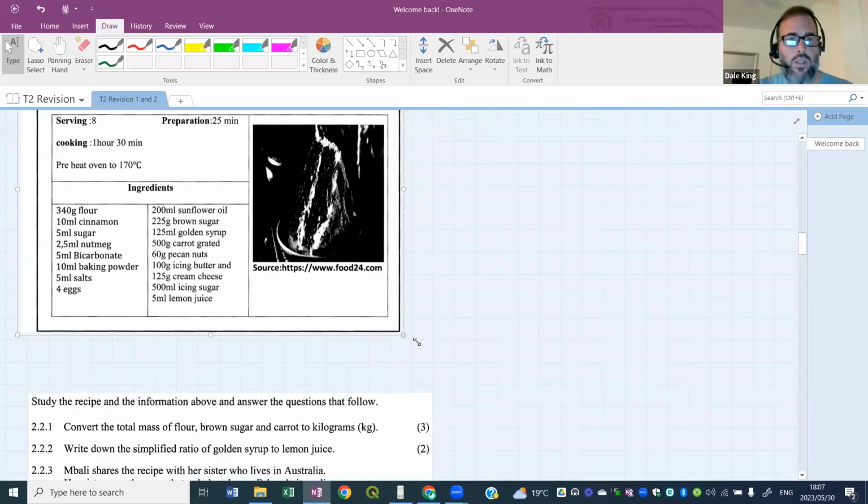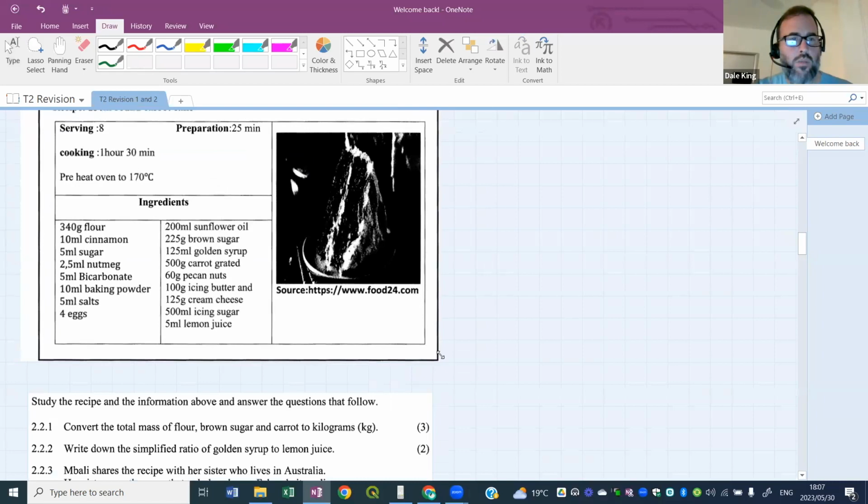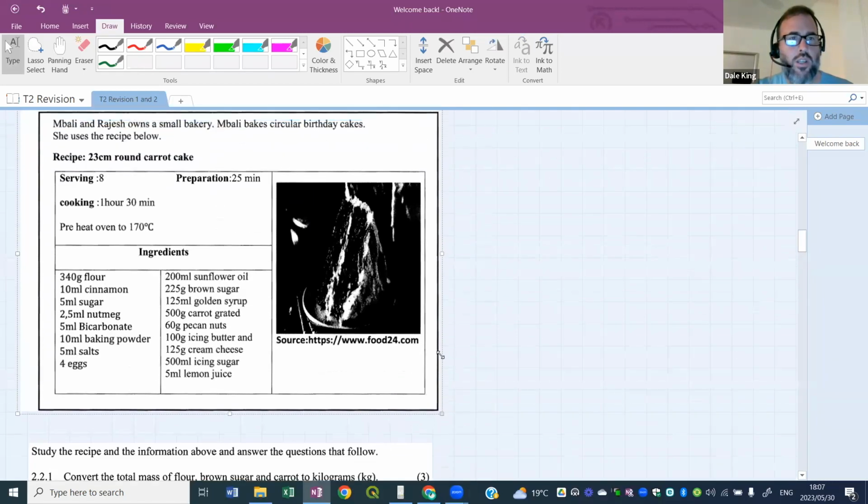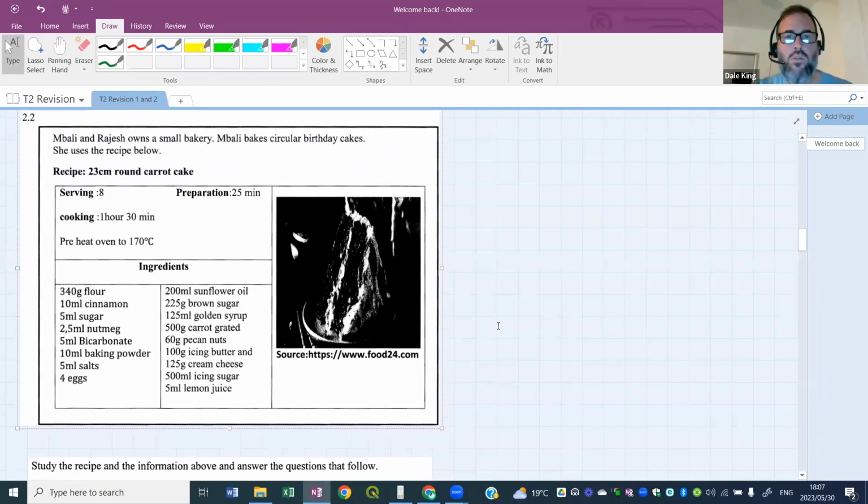Now, I don't know if you can all see it. The diagram and the picture is not important. It's the information in here that's important. All right, so let's go through this question. There's a lot to interpret here. So it says, Mbali and Rajesh own a small bakery. Mbali bakes birthday cakes, and they are circular. All right, and she uses the recipe below.